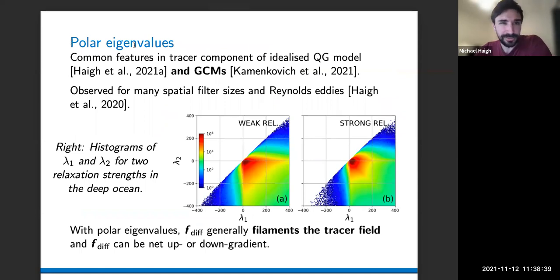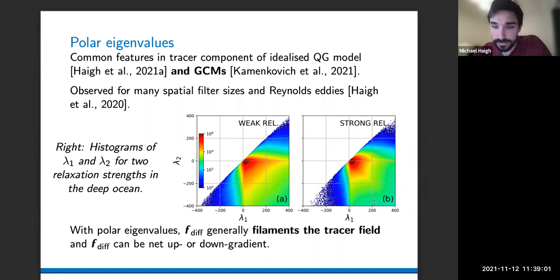So I'm just going to go into a little bit more detail on these polar eigenvalues. In this figure here, I show a couple of PDFs of the distributions of the eigenvalues. The x-axis represents the values for the first eigenvalue. The y-axis represents values for the second eigenvalue.